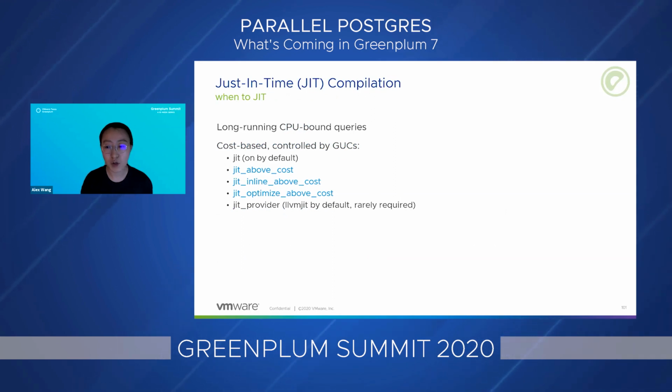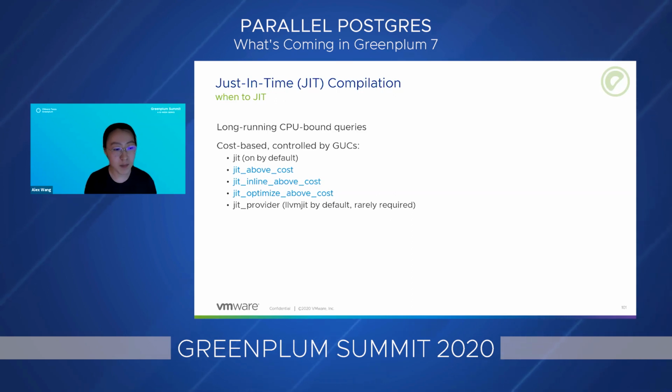The typical queries that would benefit from JIT are long-running, CPU-bound queries. The decision of whether or not to JIT is cost-based and is made at plan time. If the cost is too low, obviously JIT won't be necessary because it would probably introduce more compilation overhead than the runtime benefits it brings. And there are GUCs that specify the lowest cost that triggers different JIT operations. For example, if the cost is greater than jit_above_cost, then we'll perform JIT on expression evaluation and tuple deforming.